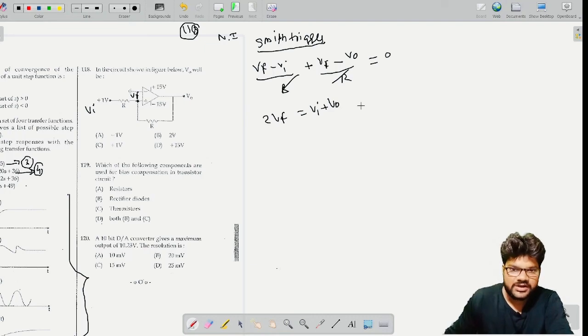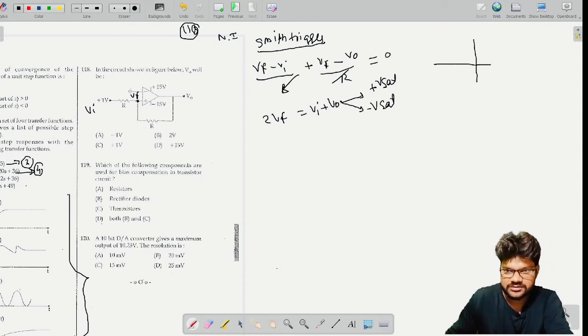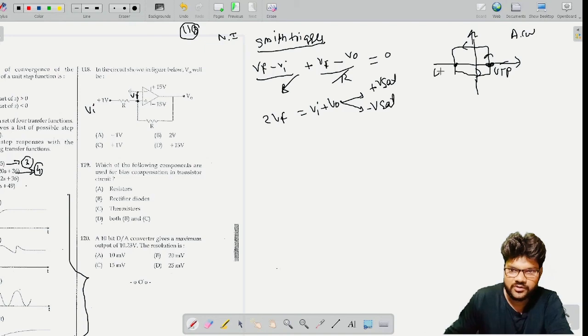Then we know V out can be either plus V saturation or minus V saturation, right, and we know the Schmitt trigger, its V output versus V input curve is like this. So this is non-inverting, then this is going to be in anti-clockwise direction. This is upper threshold point, UTP, and this is lower threshold, this is V output and this is V input, okay.